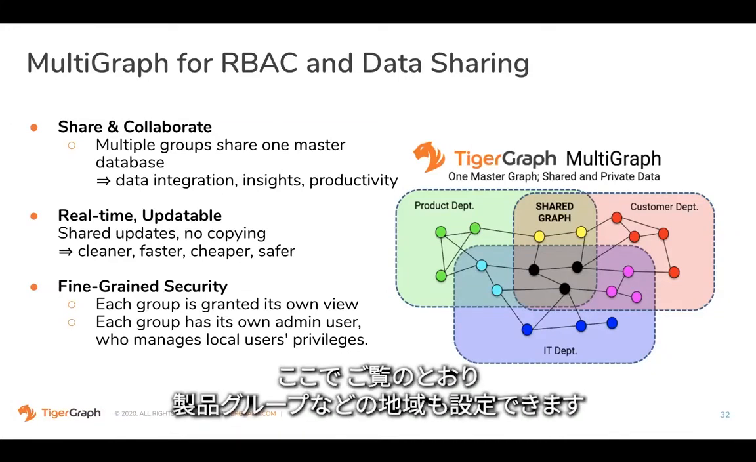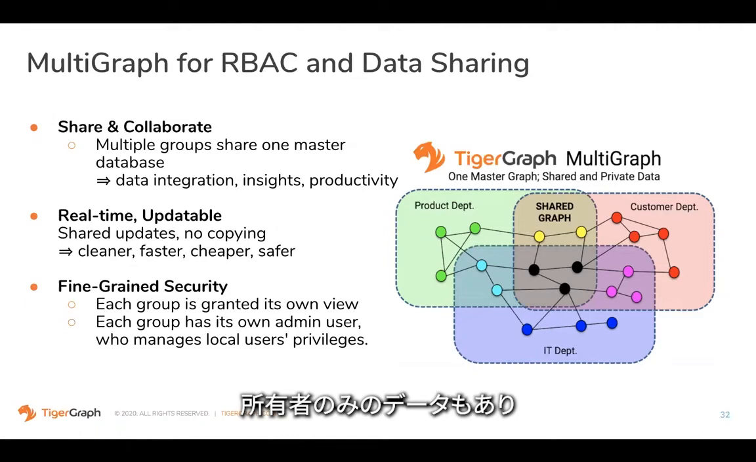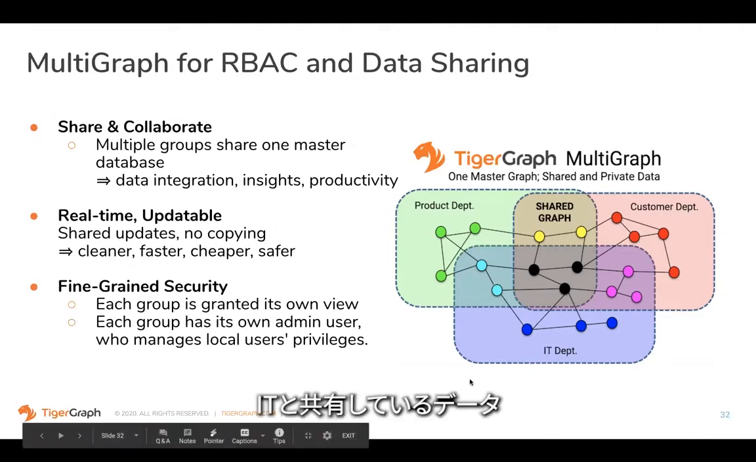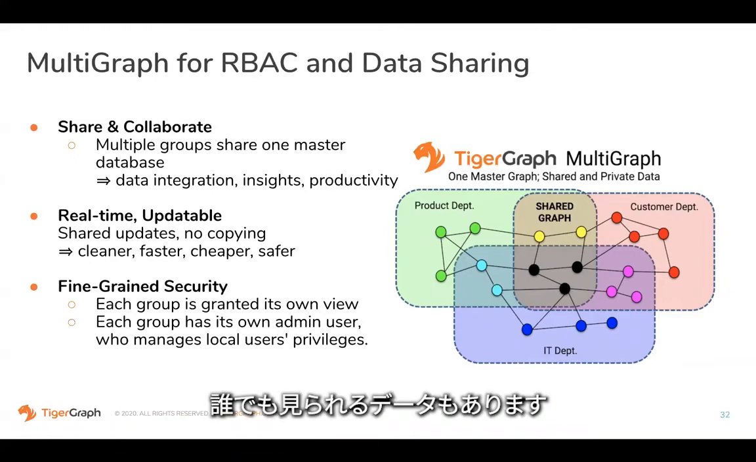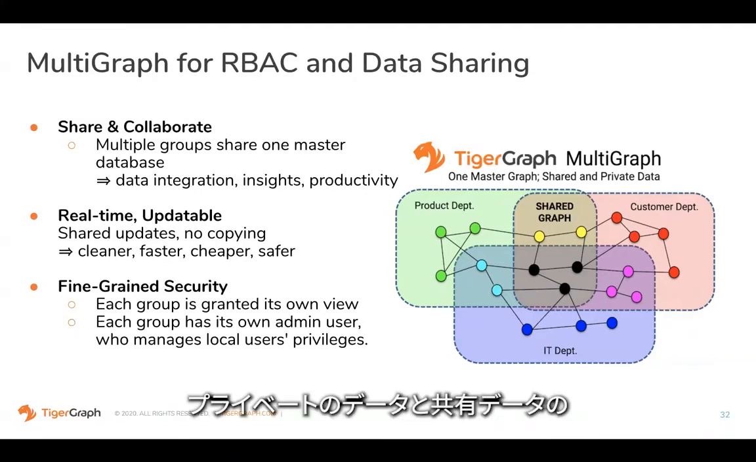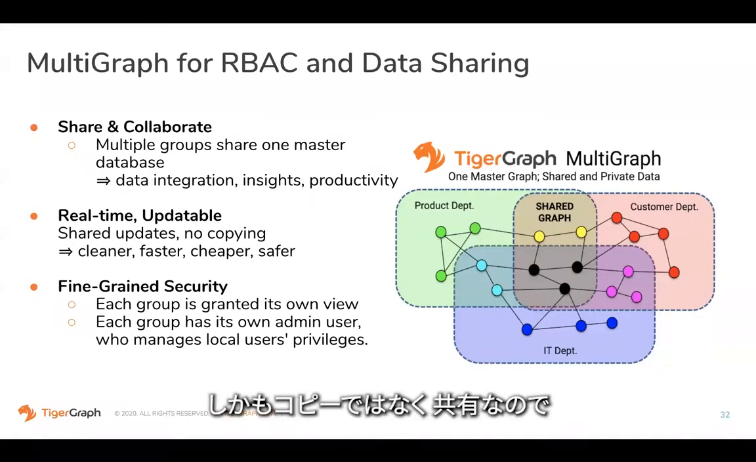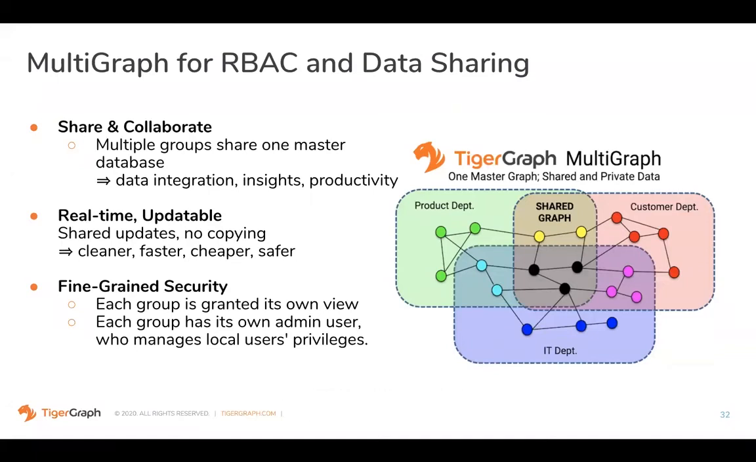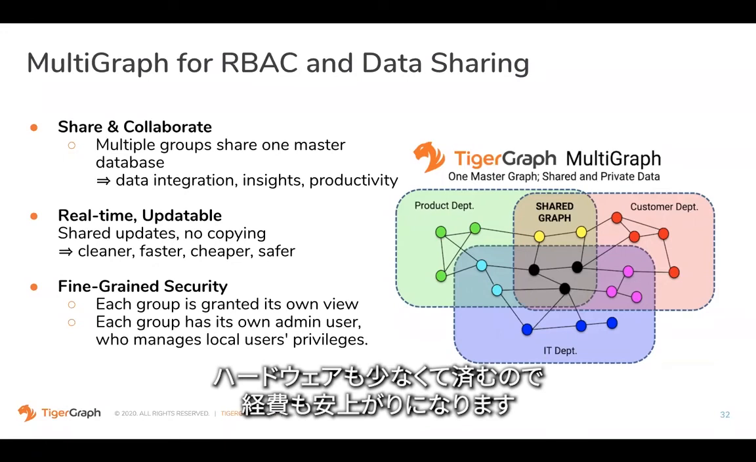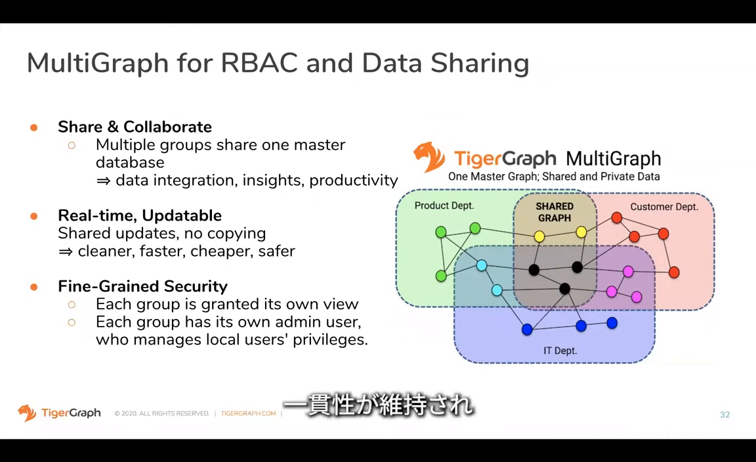As the picture shows, you can have regions like the product group. They have some data which is only theirs. They have some data which they share with IT. They have some data which they share with the customer department. And they have some data which all the teams can see. You can very easily define very sophisticated combinations of both private and shared data. Because it's actually shared, not copied, you're guaranteed consistency. It's less expensive because there's less hardware. There's only one copy of the data. So it's consistent. So it's cleaner, faster, cheaper, and safer.